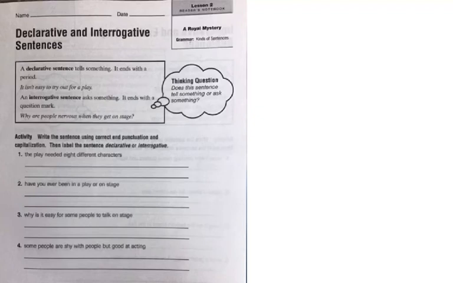Today we're going to talk about the different types of sentences. And on page 19 we talk about declarative and interrogative sentences. A declarative sentence tells something. It's just imparting information to someone, like, I wore my favorite pair of sneakers today. And it's important to remember that a declarative sentence ends with a period.